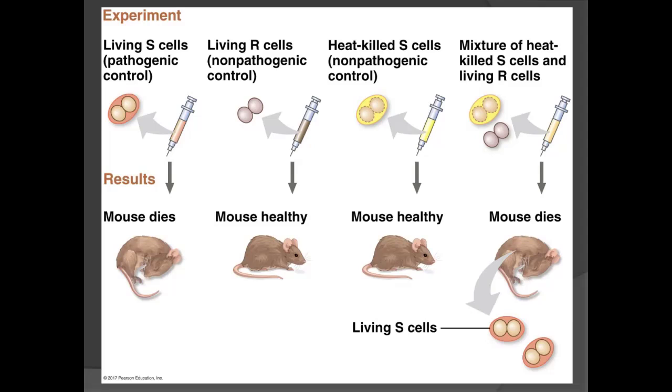Finally, in his treatment group, he took a mixture of heat-killed S cells, mixed them with living R cells, and injected this mixture into the mice. In this treatment group, the mice ended up dying. Pathologically, the mice ended up having living S cells circulating in the system. This supported the idea of bacterial transformation, such that the living R cells were able to uptake the genetic information from the heat-killed S cells, and thus were transformed into living S cells.